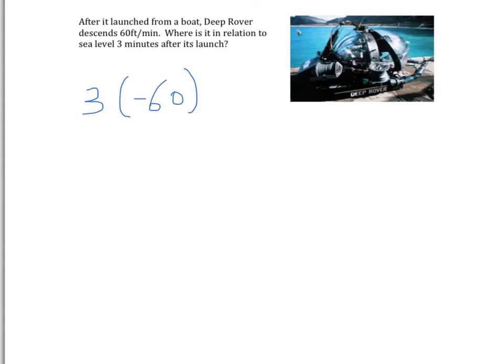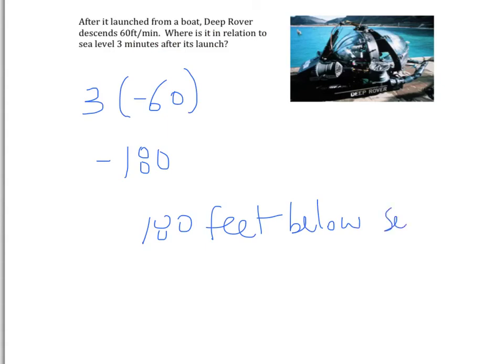Now, based on the rules from earlier, we know that our product will be negative. So 3 times negative 60 will be negative 180. So the Deep Rover is 180 feet below sea level, or you could say negative 180 feet.